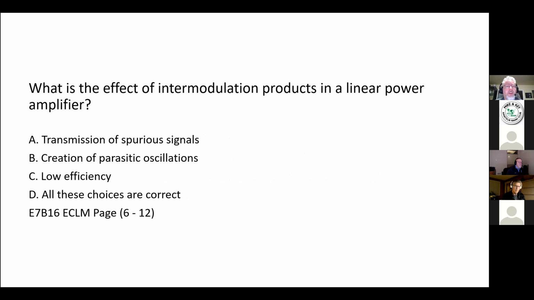What is the effect of intermodulation products in a linear power amplifier? A, transmission of spurious signals. B, creation of parasitic oscillations. C, low efficiency. Or D, all these choices are correct. Alpha is correct, the transmission of spurious signals.